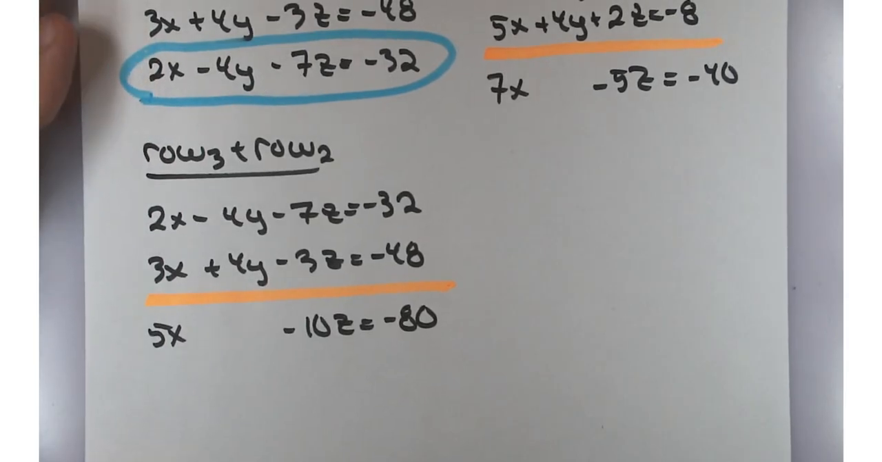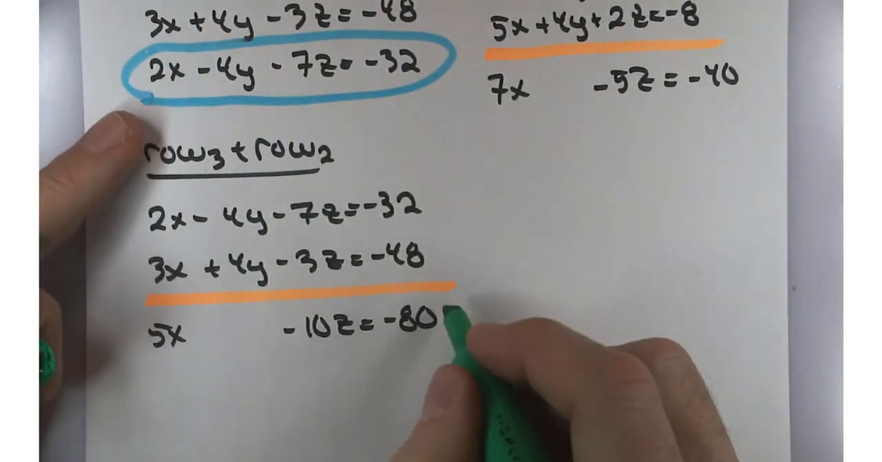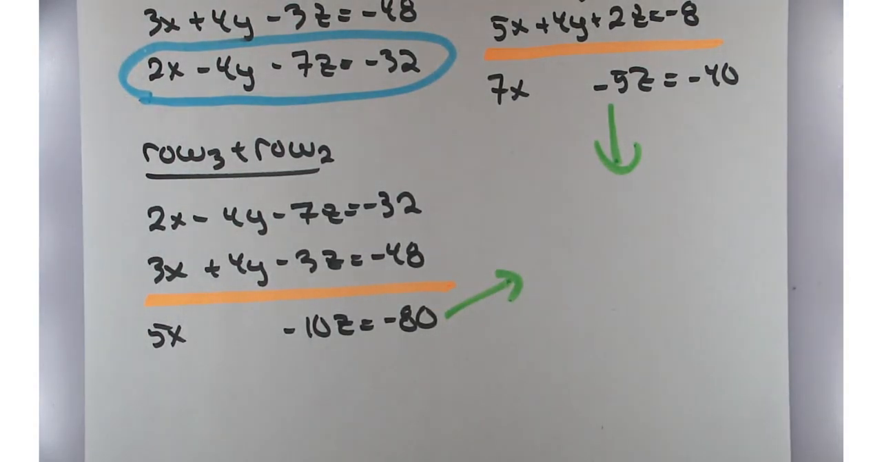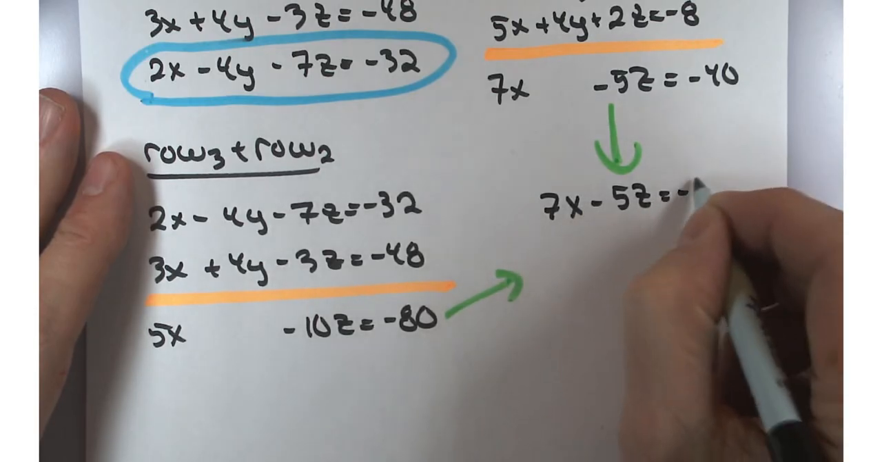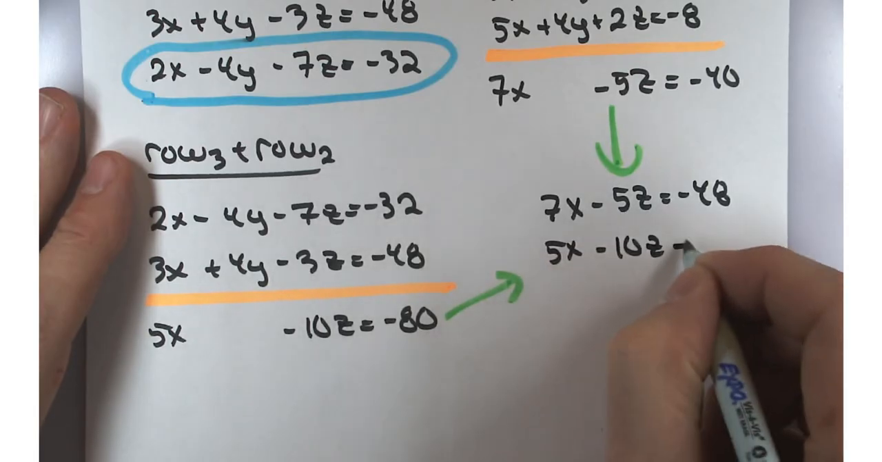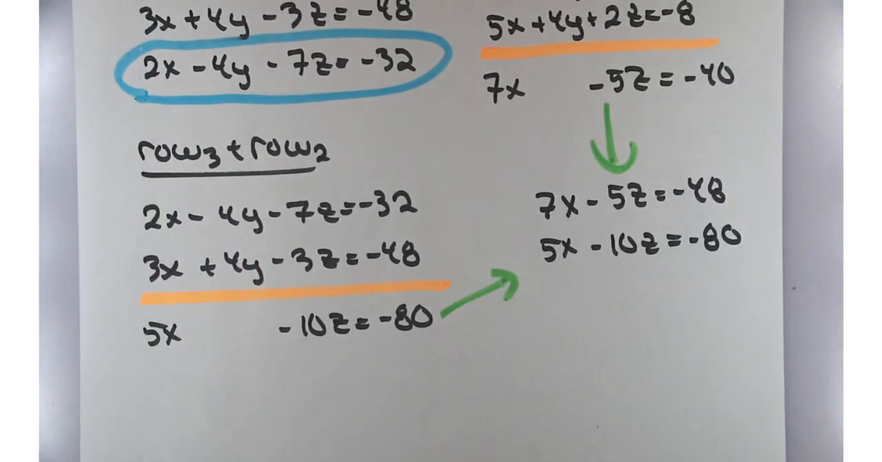Okay. I've got two equations and two unknowns. Let's put those two together. So on this one and this one, we're going to solve that as a 2x2 system of equations. So it's going to be 7x minus 5z equals negative 40, and 5x minus 10z equals negative 80. What are your thoughts in terms of solving this? What would you do? I mean, there's several things that I see, but what would you do?